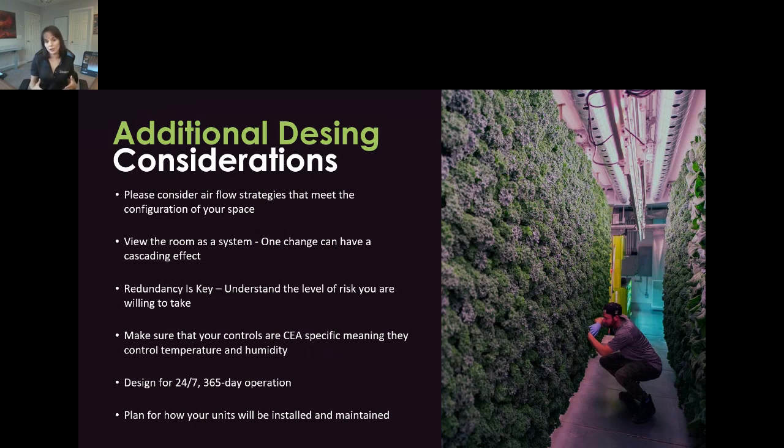Think about how your technicians can do maintenance. If these units are really impossible to get to or there's struggles, you're not going to get the maintenance you need, which will have, again, that cascading effect that you might have the units go down and mess up your operation.